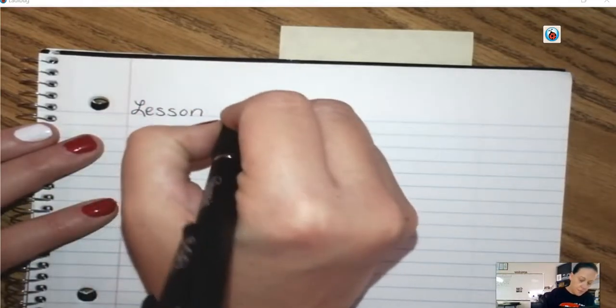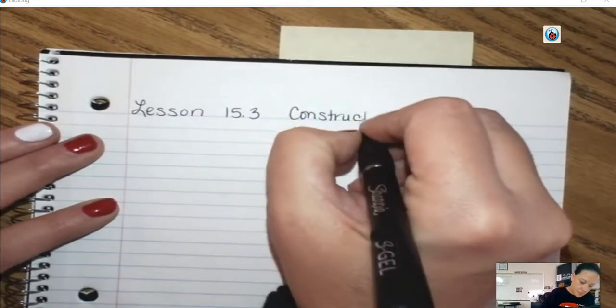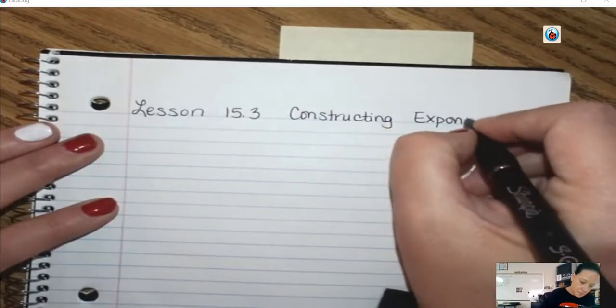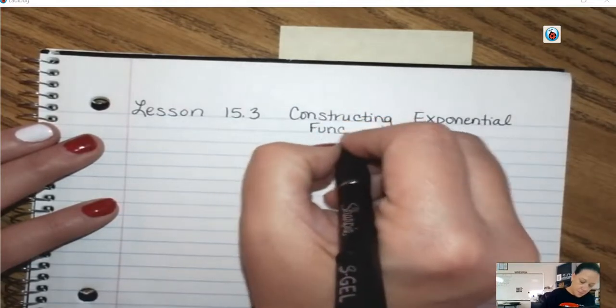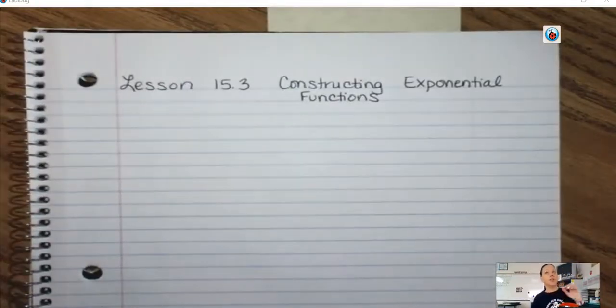Today we're doing lesson 15.3, constructing exponential graphs, or exponential functions. So we worked on making graphs for the exponential equations and functions. Now we're going to work on creating the equations that go with those graphs.